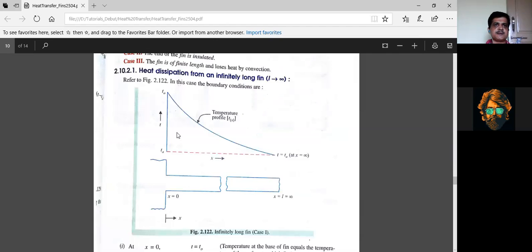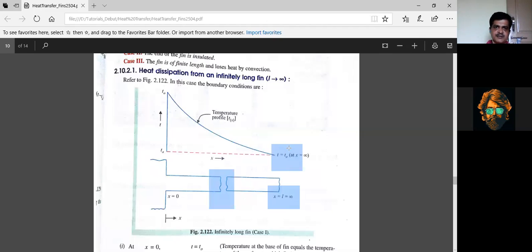You can see this cut portion; this is very long. Don't think the length of the fin being infinity means it extends from Mudlakatte to San Francisco. It means the length is so long that at a certain length x, T is equal to TA. That is, at the tip, the temperature of the fin will be equal to the atmospheric temperature. That is the meaning of x is equal to infinity. We can take this as a boundary condition.